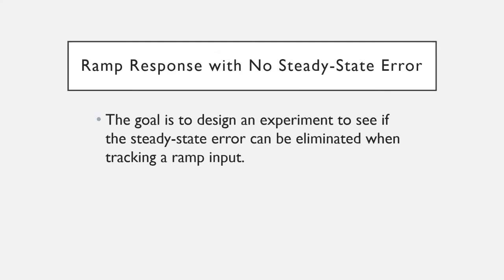The next sub-experiment is the ramp response with no steady-state error. We want to design an experiment to see if the steady-state error can be eliminated when tracking a ramp input. First, answer the questions in 2.3.3 and design your PIV controller.